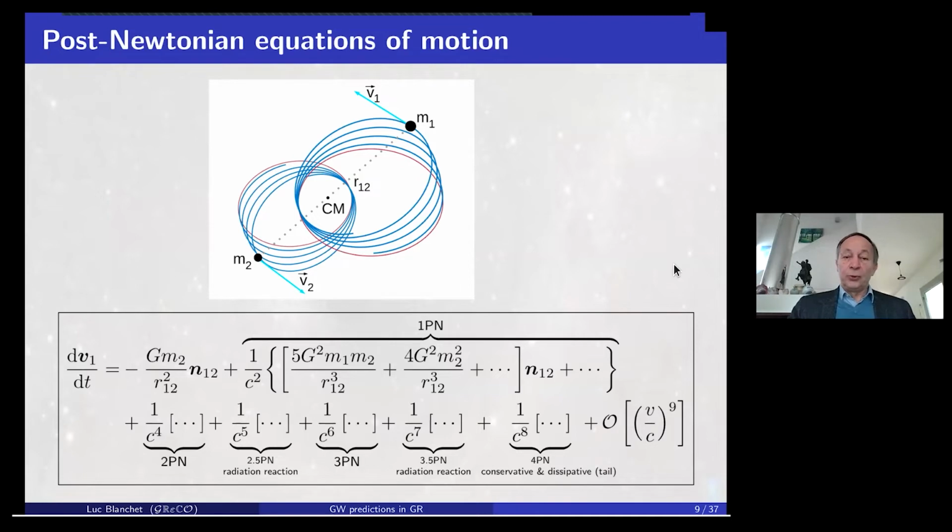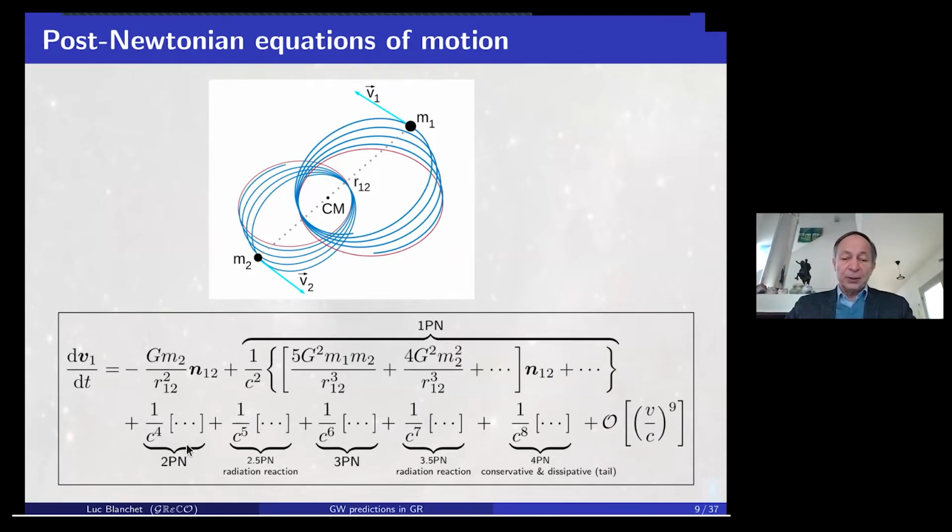So the post-Newtonian equations of motion, I will also review a lot of works done on this topic. We shall write the equations of motion as the acceleration of one of the particles, as a series of post-Newtonian corrections to the Newtonian motion. At 1PN order, there will be the famous correction, which is responsible for the orbital precession of the compact binary.